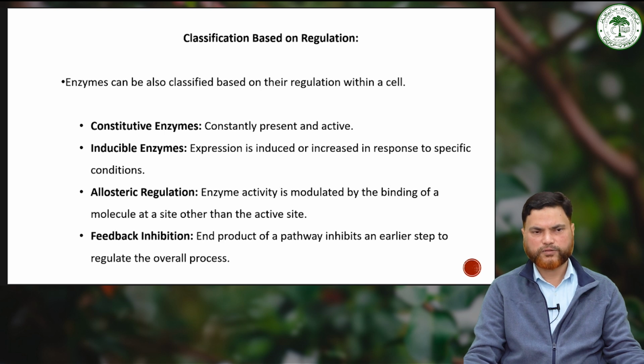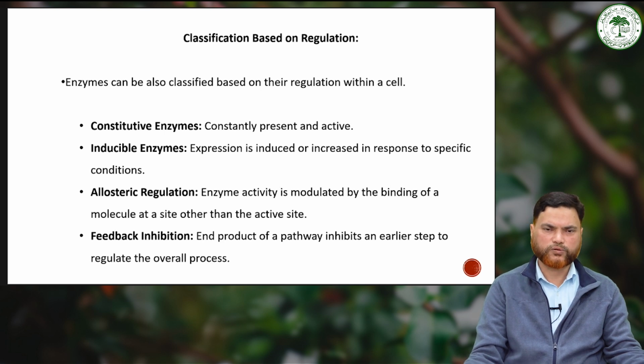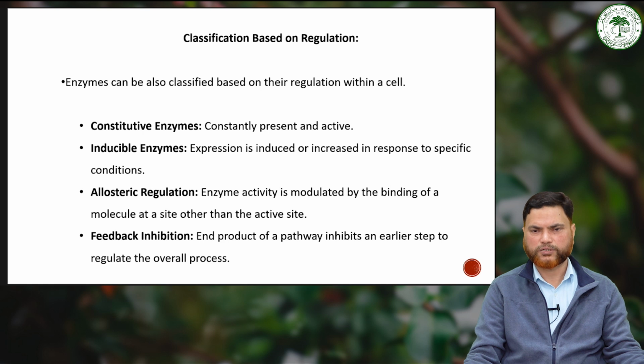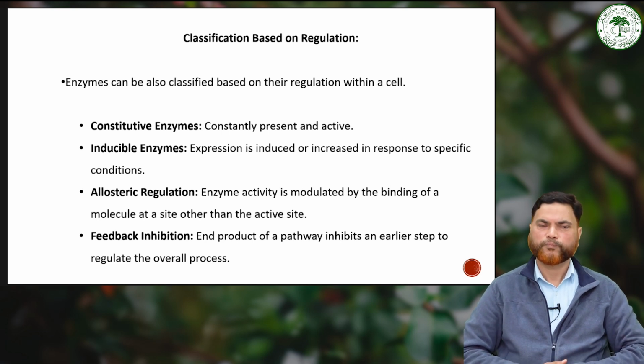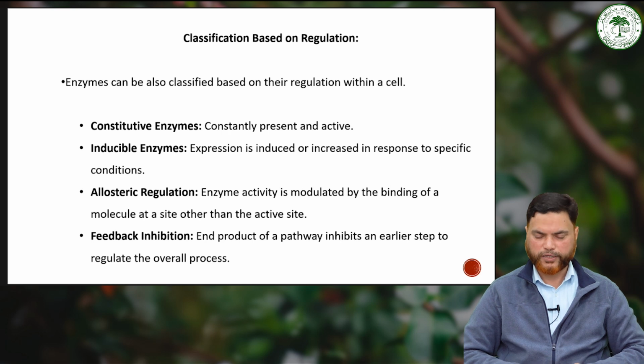An example of feedback inhibition is very interesting. It includes the regulation of amino acid synthesis, where an excess of an amino acid inhibits the first enzyme in the biosynthetic pathway, thus preventing the overproduction of that particular amino acid. So, this is a very interesting example to regulate a particular end product.